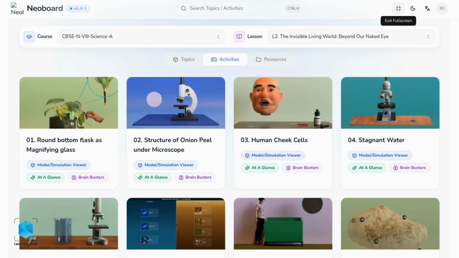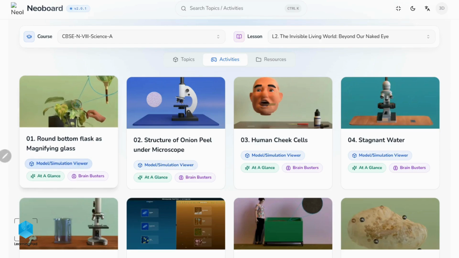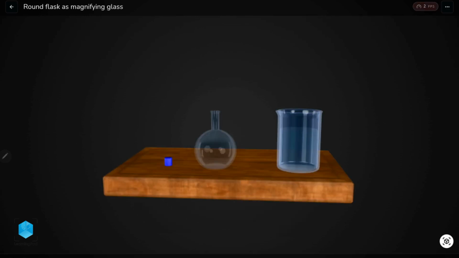Today we are going to observe how a round bottom flask acts as a magnifying glass. Now to demonstrate how curved surfaces act as a magnifying glass, here we have a small activity.